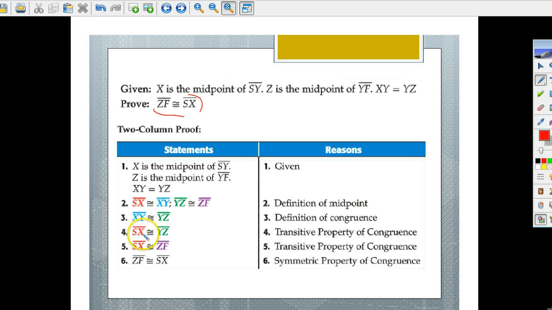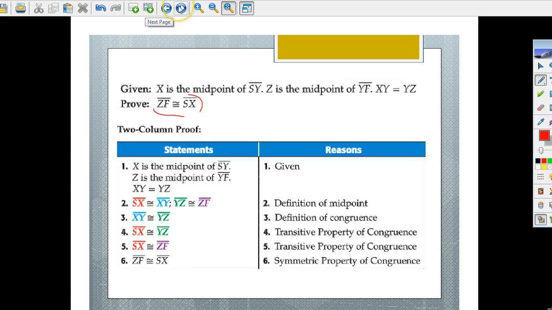Then we're going to do a transitive property. If this is that and that is this, and then this is that. So by the transitive property, you have SX is congruent to YZ, and SX is congruent to ZF. Therefore, you have ZF is congruent to SX. Symmetric property of congruence. We just flipped it over.